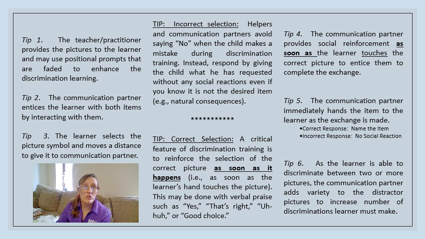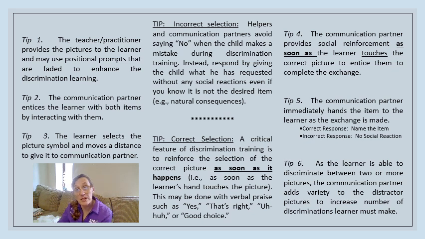Tip number 3, the learner selects the picture symbol and moves a distance to give it to the communication partner. So we just learned traveling. Traveling helps to enhance discrimination training because now they have to select one and then put some work behind it, delivering it to you.